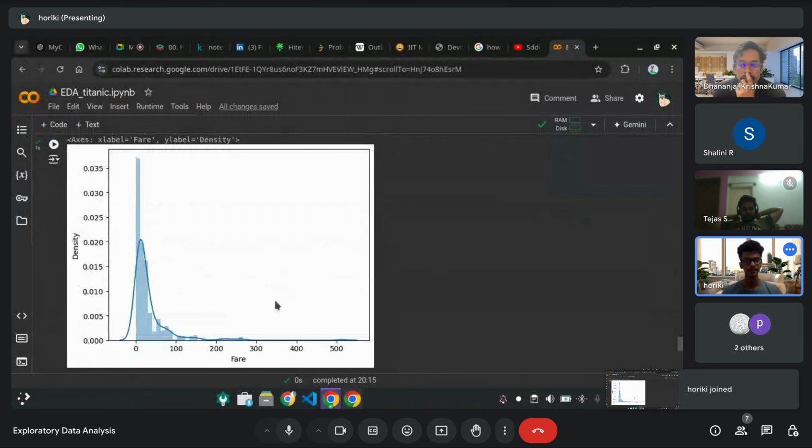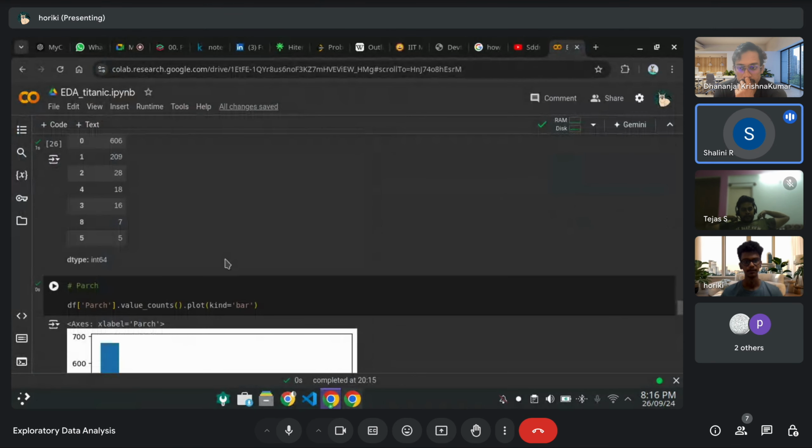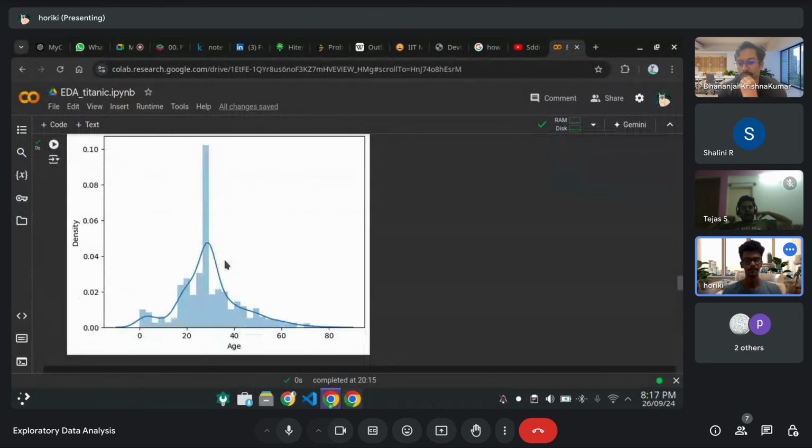You mean this? No, this is fair. The above one, I think, age outlier. Yeah, this. No, age, the outlier. Box plot.